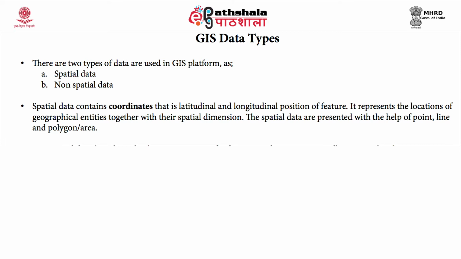What are these point, line, and polygon features? We will discuss in the later stage of our presentation. The second one is non-spatial data. What is this non-spatial data?